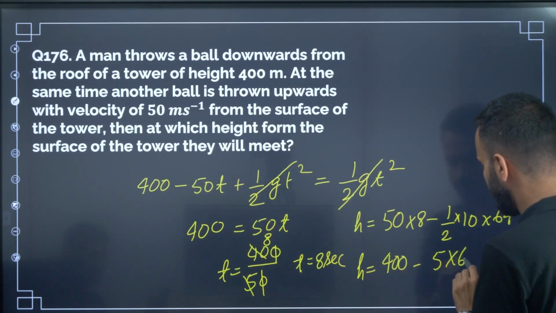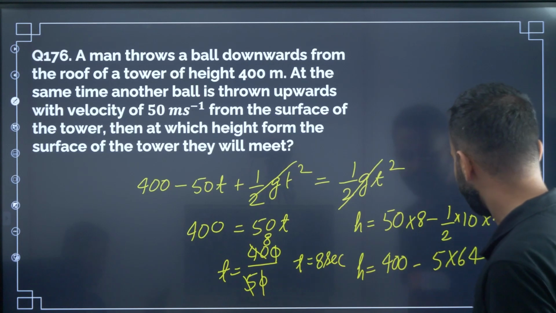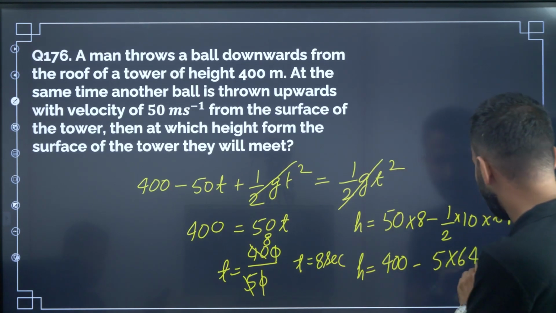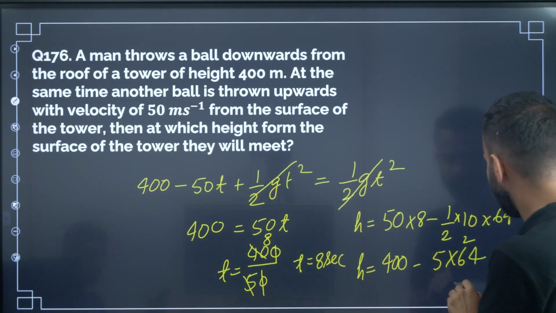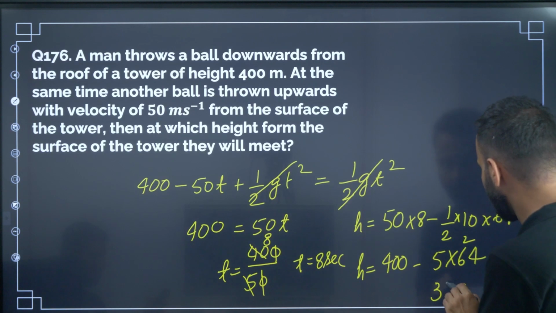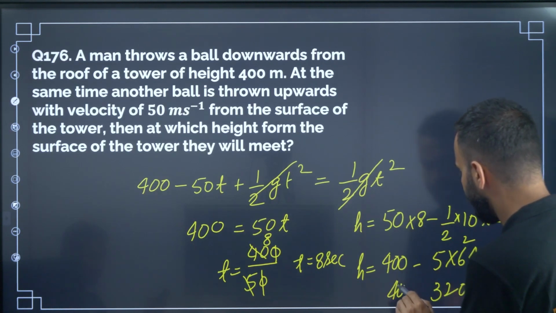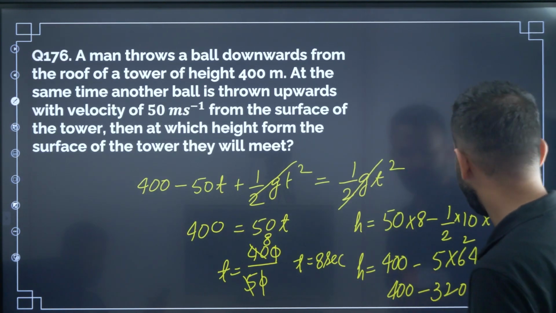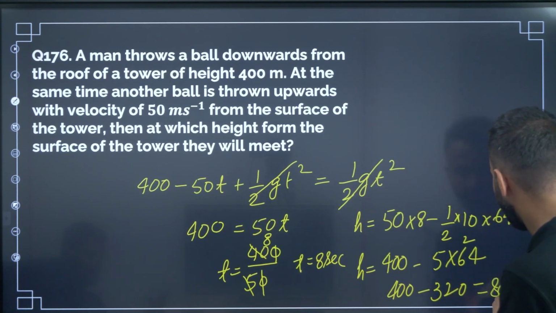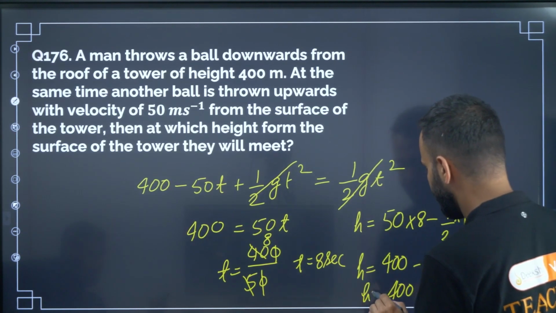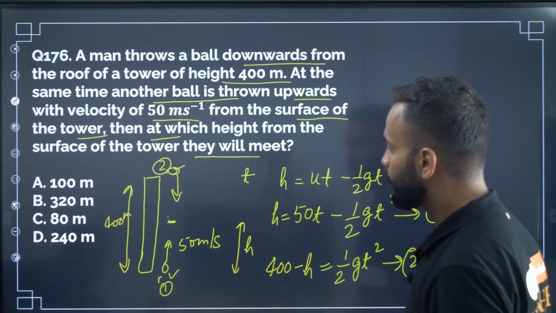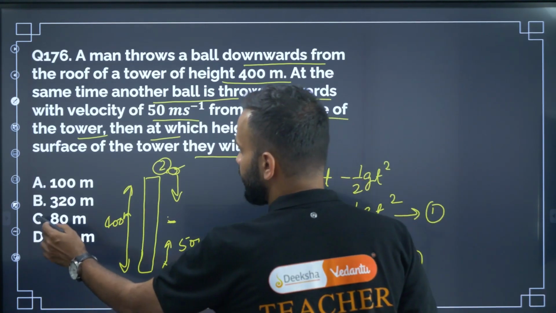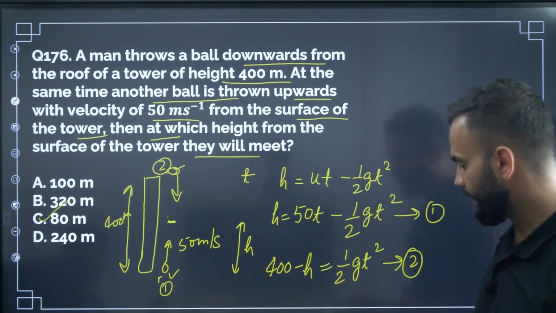5 into 64. Okay, so here 5 fours are 20, 2. So 5 sixes are 30, 30 plus 2 is 32. So 400 minus 320 is equal to 80 meter, right? The value of h equal to 80 meter. So here option C is the correct answer, right?